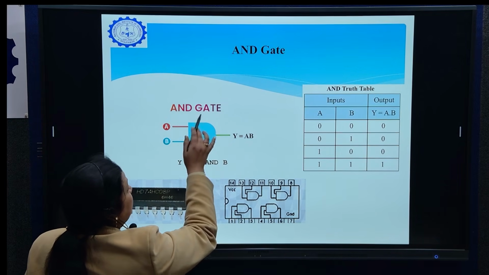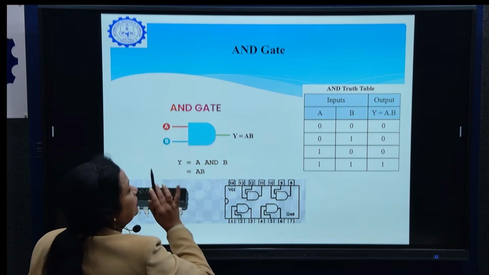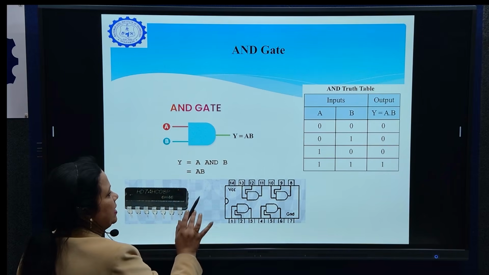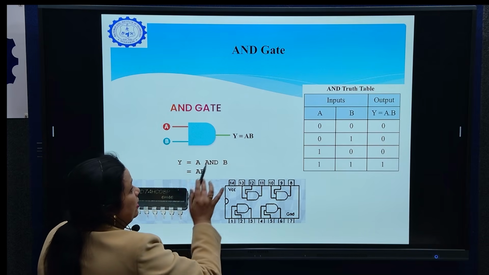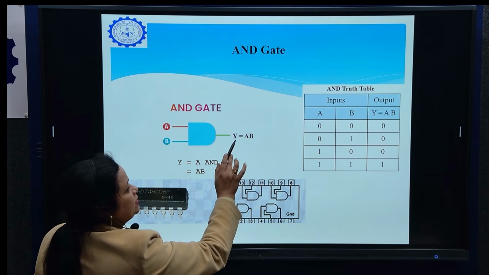Now, what this gate is doing is multiplying these two. Logically we write it as A and B. That means it is multiplying A and B, right. The Boolean expression is Y = A.B.